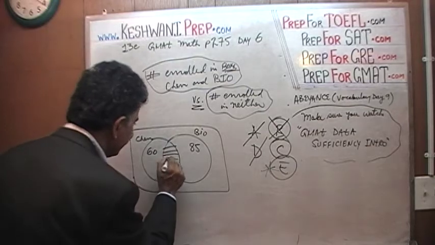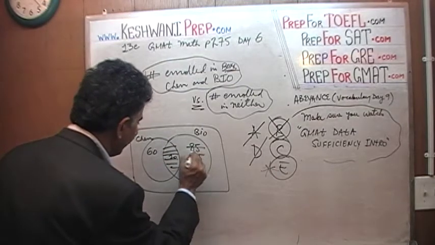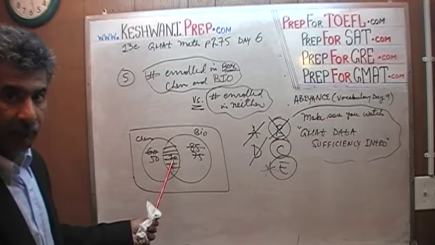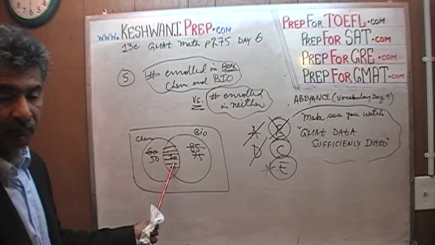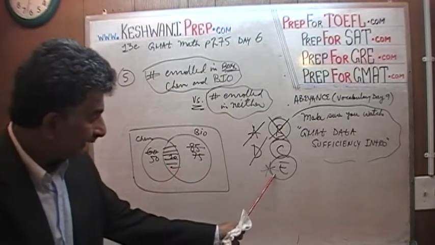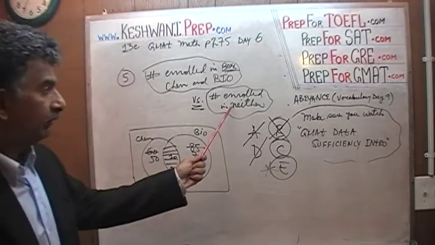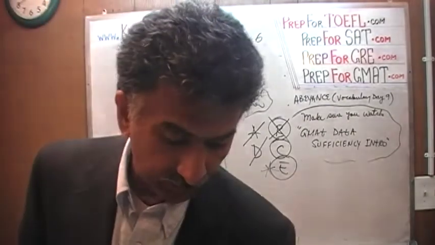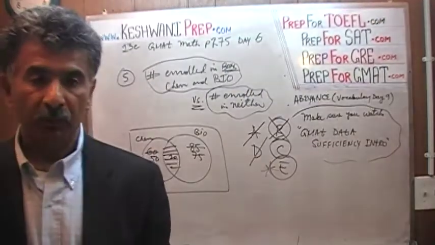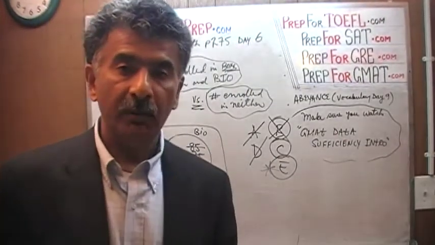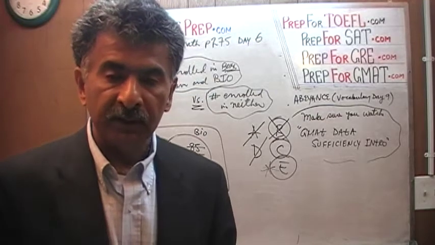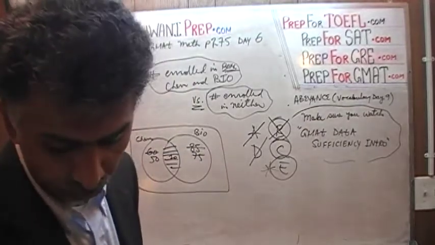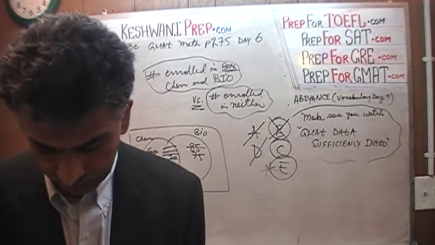If it turns out that 10 of them are taking both, then this will become 75 and this will become 50, with 10 taking both. If there was any way of figuring out how many of them are taking both, the answer still would have been E, because there is no way of knowing how many of them are taking neither. How many of the students are taking neither chemistry nor biology? There is no way of knowing that, even if we knew how many of them were taking both, which we do not actually. So these are just two worthless bits of information. It doesn't do anything. The answer is E.